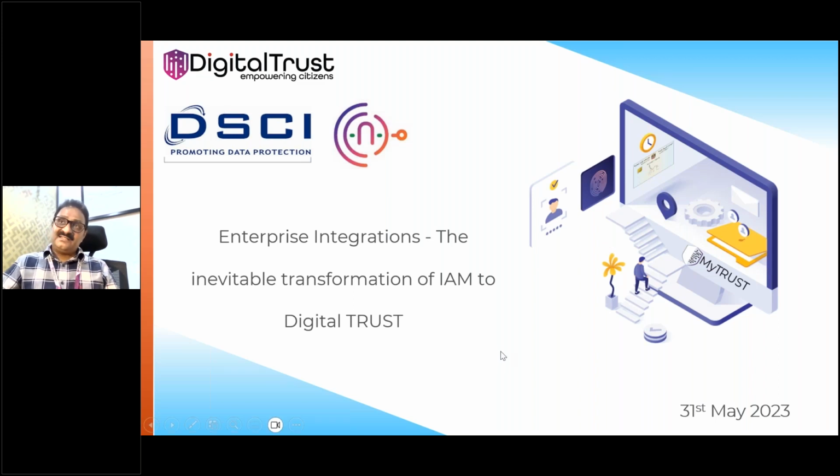Obviously, if this is the government hosted service stack, how do we make sure that the enterprises will embrace these, and integrate these services into their business workflows and business systems? So the way they have to look at identity and access management has been transformed. It's no more identity and access management, it is digital trust, wherein the IAM becomes part and parcel of it.